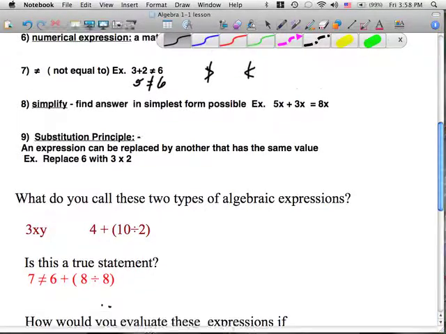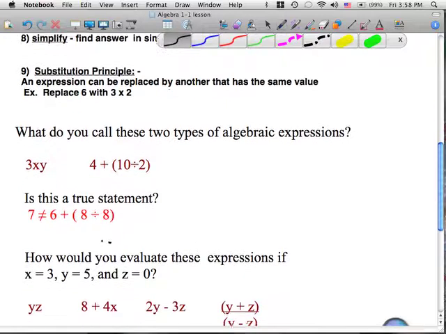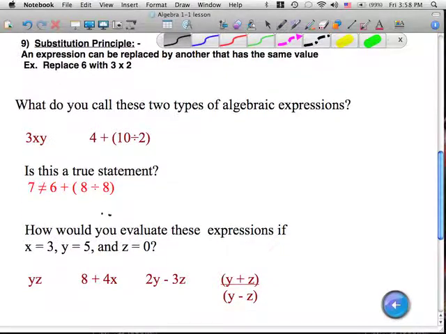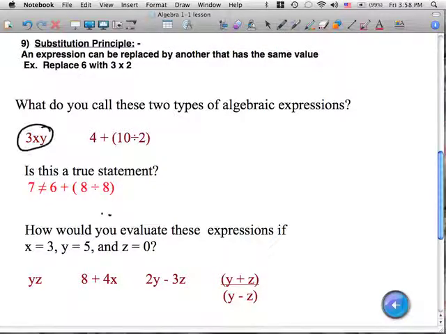A little testing on what we just went through. What do you call these two types of algebraic expressions? Well, the first one is a variable expression. You said that, good. It has variables in it. The second one, since it has no variables, is a numerical expression.